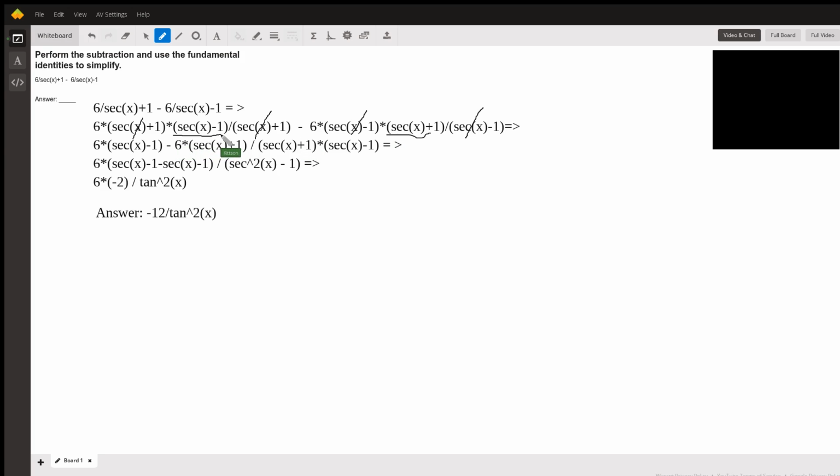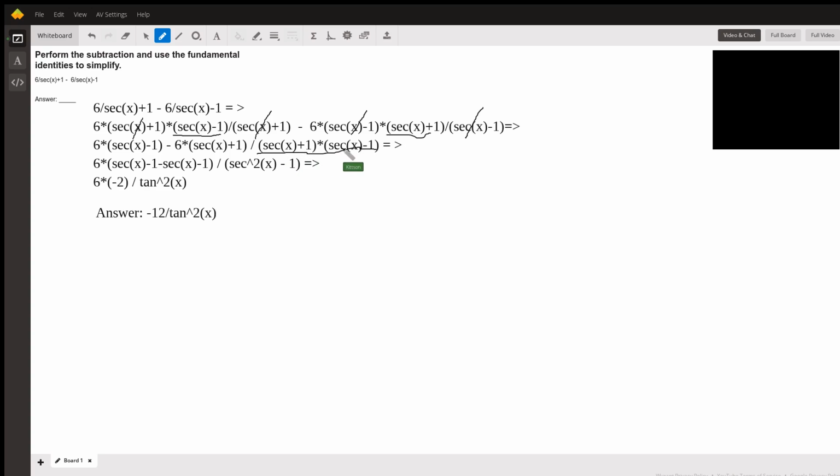And because we multiplied both the top and bottom through by secant x plus 1 and secant x minus 1, the bottom part of the equation is now secant x plus 1 times secant x minus 1. In the next step, we take out the common factor on the top of 6 times (secant x minus 1) minus 6 times (secant x plus 1). So we took out a 6. That leaves us with 6 times (secant x minus 1 minus (secant x plus 1)), and that's all over the product of secant x plus 1 and secant x minus 1.